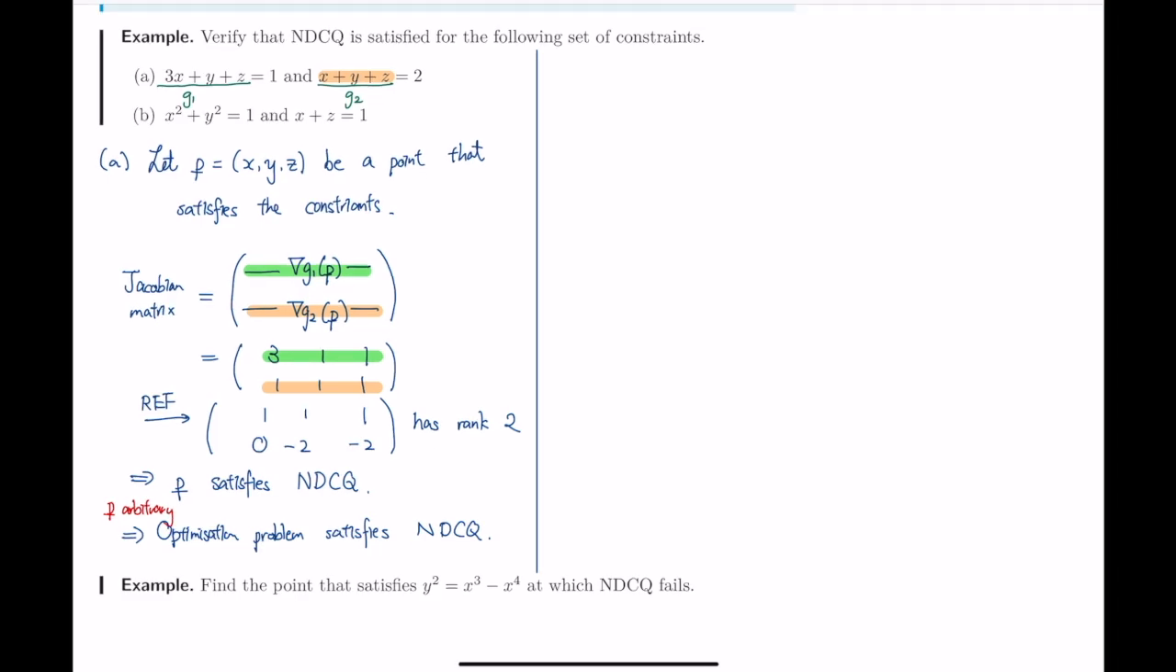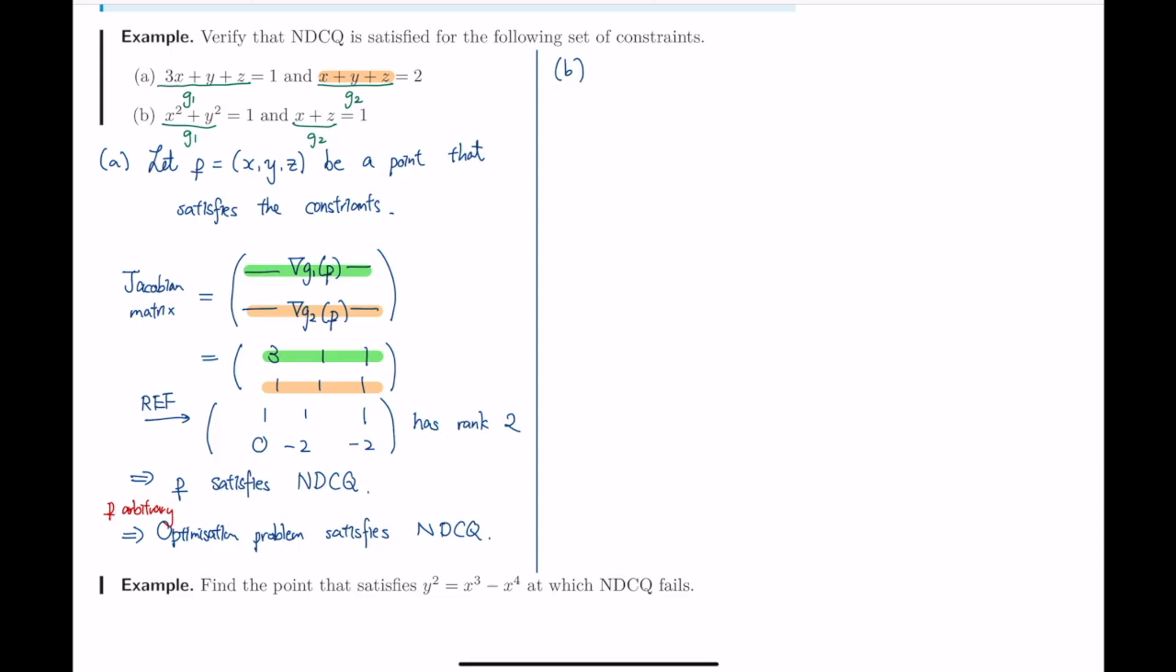So I'll probably write down more than enough of what you need to write in the exam. However, I want to make it very clear here how this argument works. Let's do a slightly more complicated example. Part B. This time, you're given two constraints, x squared plus y squared equals 1, and x plus z equals 1. So as usual, we let this be G1, and then let this be G2.